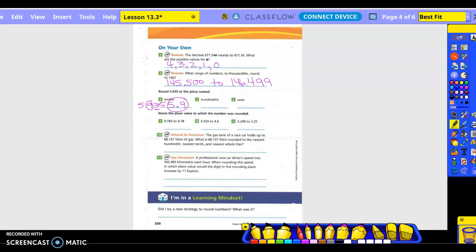Okay. All right, so I'm going to rewrite this 5.935. What's in the hundredth spot? A 3, and I'm going to underline the 5. So I write anything in front of the circle. So 5 decimal 9, and is that going to stay a 3 or become a 4? Become a 4. Okay, next one. 5 decimal 935. 5 is in the ones spot.